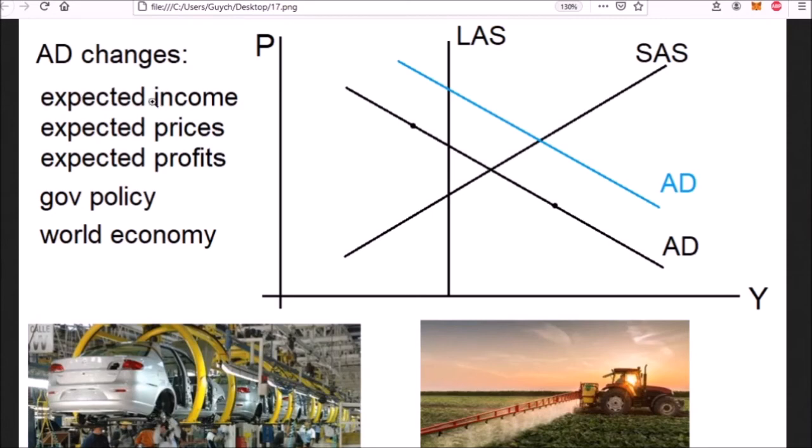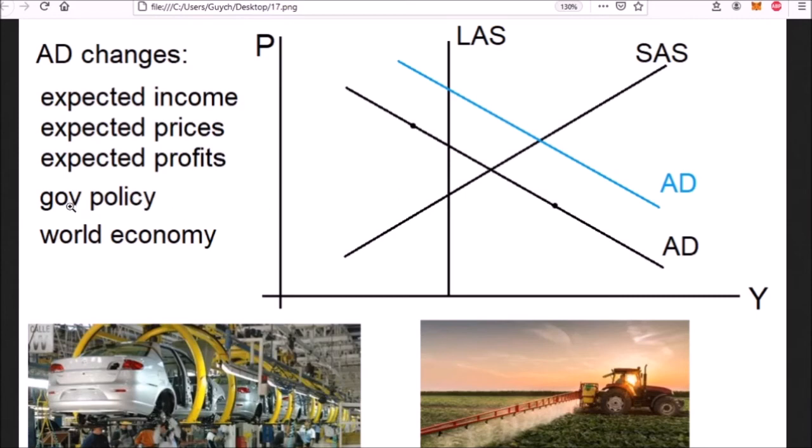Firstly, the expected income. If the population expects, let's say, higher incomes, they might start consuming more now in expectation of higher future incomes, shifting the aggregate demand curve to the right as consumption increases. Similarly, expected future higher prices will push consumption higher right now before the price increases actually take place, shifting the aggregate demand curve to the right as well. Or expected future higher profits will increase current investments in expectation of higher profits in the future, also pushing the aggregate demand curve to the right.